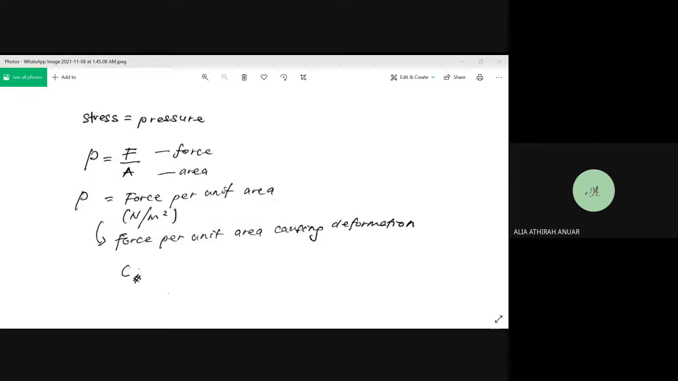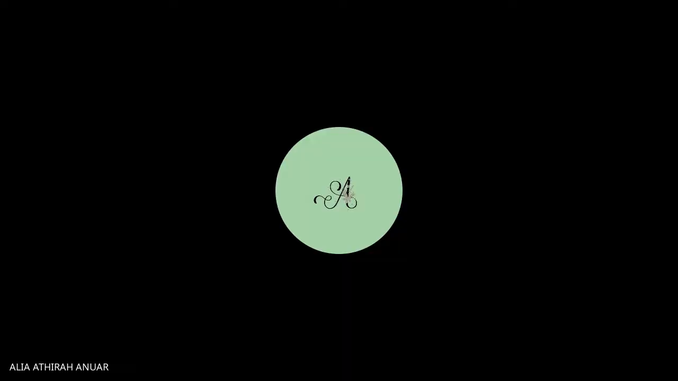Nombor 2, soalan dia tanya, stress is defined as. Kalau kita tengok A, B, C, D tu yang lain dia cuma force per unit apa. So daripada formula ni, stress sama dengan pressure. So pressure dia punya formula force per unit area, sama macam ni. Lepas tu, dekat pilihan jawapan, force per unit area causing deformation ialah C. So jawapan dia C.